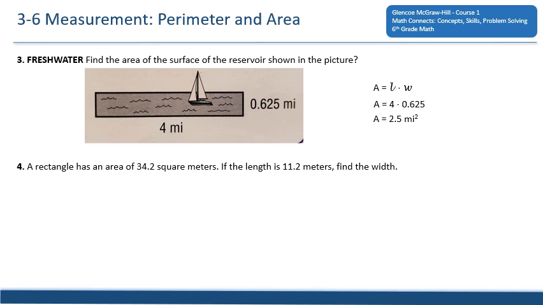A rectangle has an area of 34.2 square meters. If the length is 11.2 meters, find the width. So we'll start with what we do know for everything, and that's the formula. Area equals length times width. So if we put in 34.2 square meters for the area and 11.2 meters for the length, we have 34.2 equals 11.2W. And if we divide both sides by 11.2 to get the W all by itself, we get 3.05 meters equals the width.